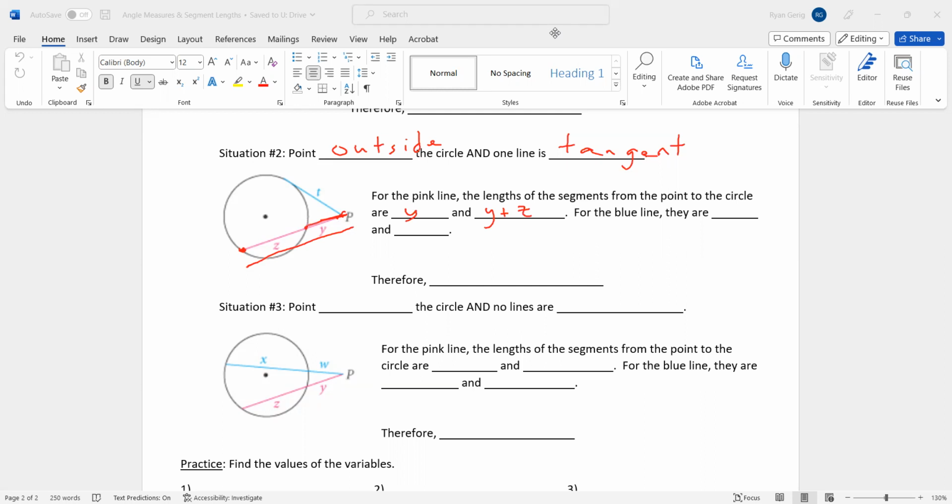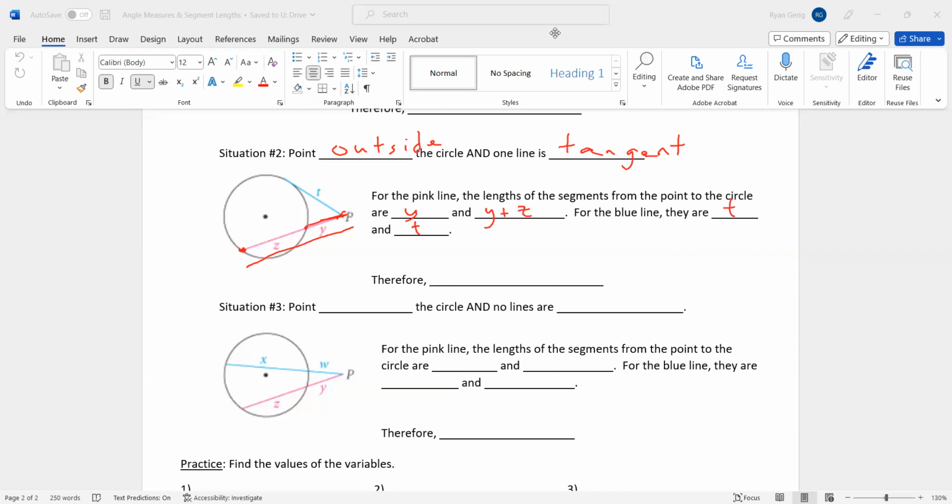For the blue line, there aren't two segments because it's a tangent line. It only touches the circle once, so we have to count T twice. So T and T, because we've got to multiply it by something.